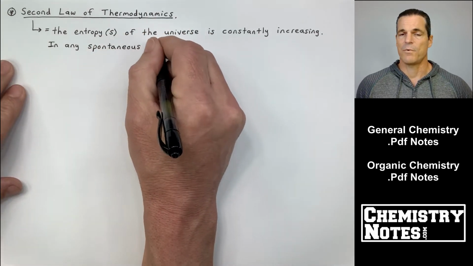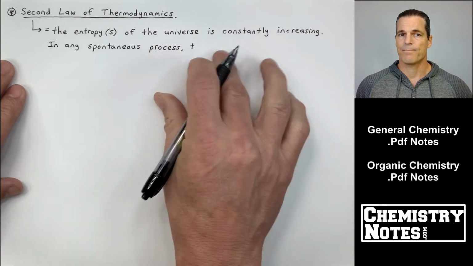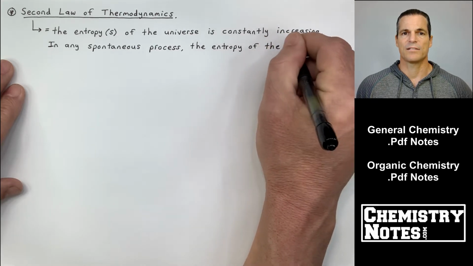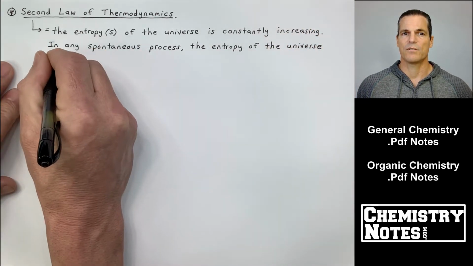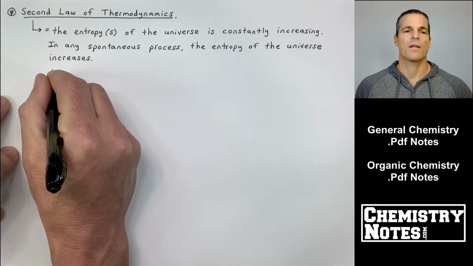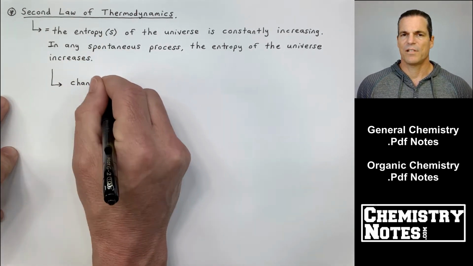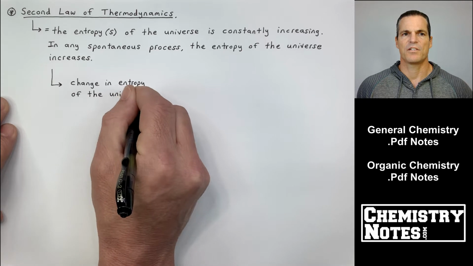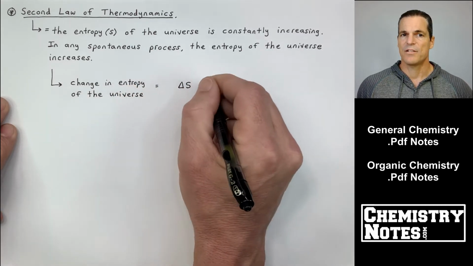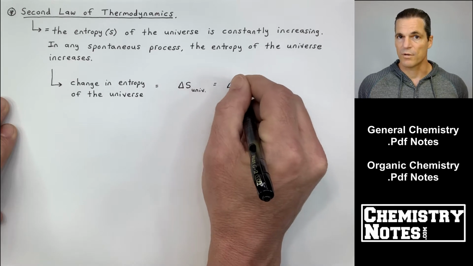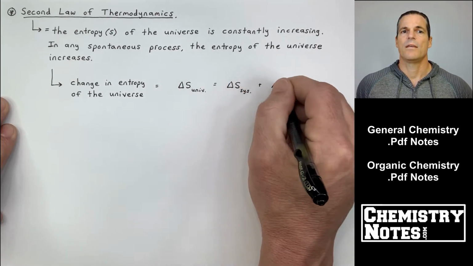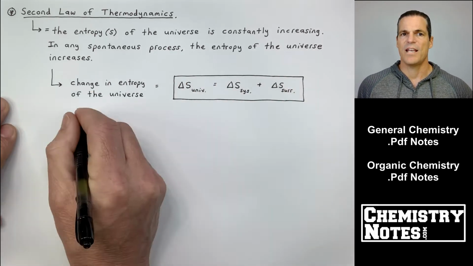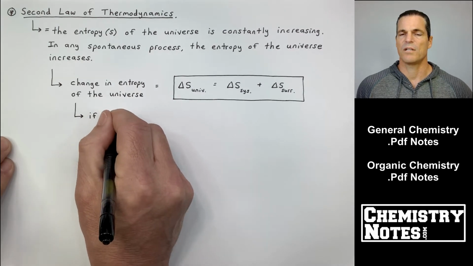The second law of thermodynamics states that the entropy of the universe is constantly increasing. In any spontaneous process, the entropy of the universe increases. So what specifically do I mean by this? Let's dig a little deeper. First, I want to reread the definition again. Second law of thermodynamics: the entropy, S, the measure of the disorder or randomness of something, is constantly increasing. It's always going up and up and up. In any spontaneous process, the entropy of the universe increases.